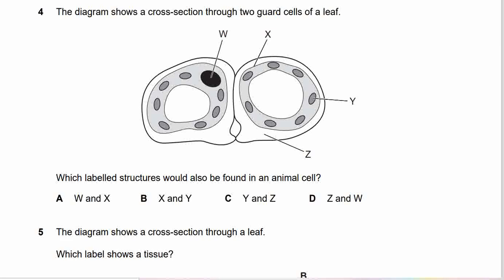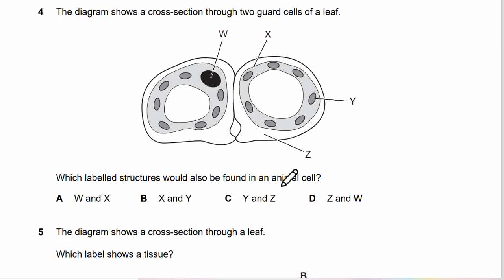Question number 4. The diagram shows a cross-section through 2 guard cells of a leaf. Which labelled structures would also be found in animal cells? So this is Z, Y, X, and W. So this is plant cells of a leaf.